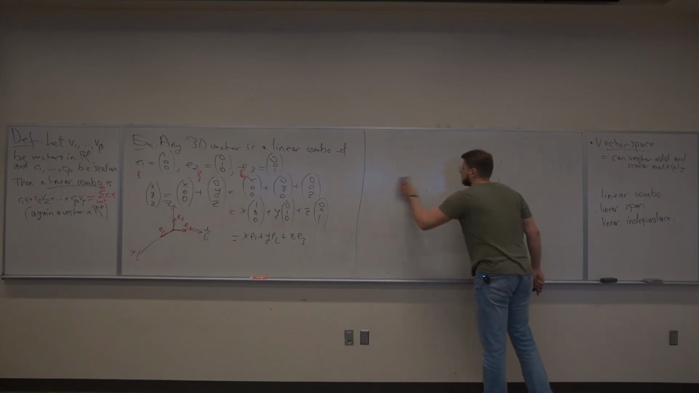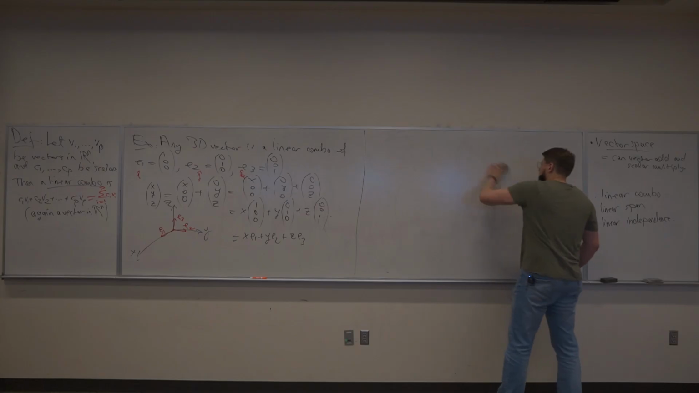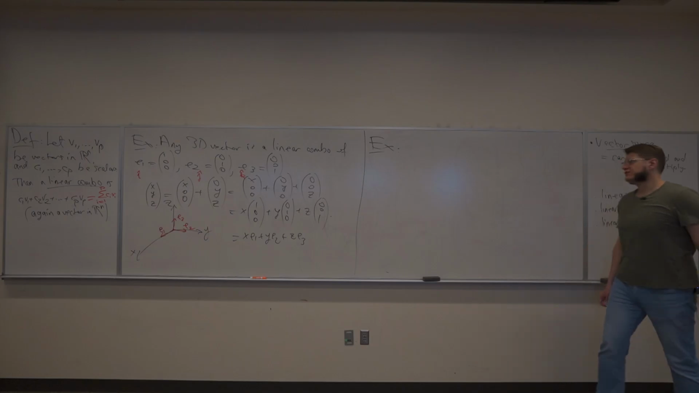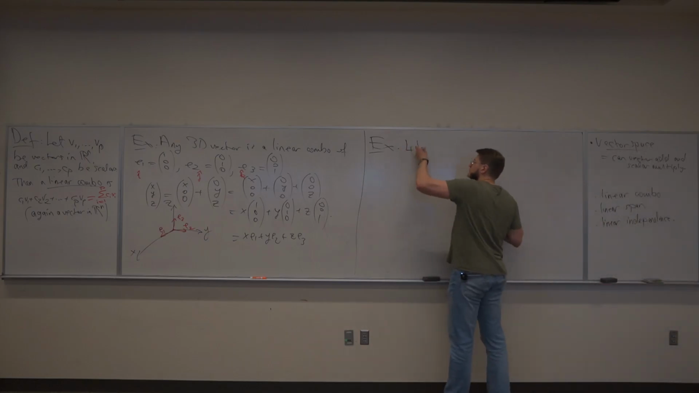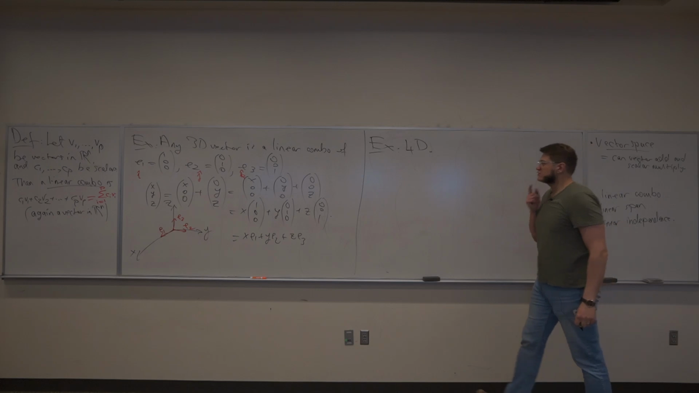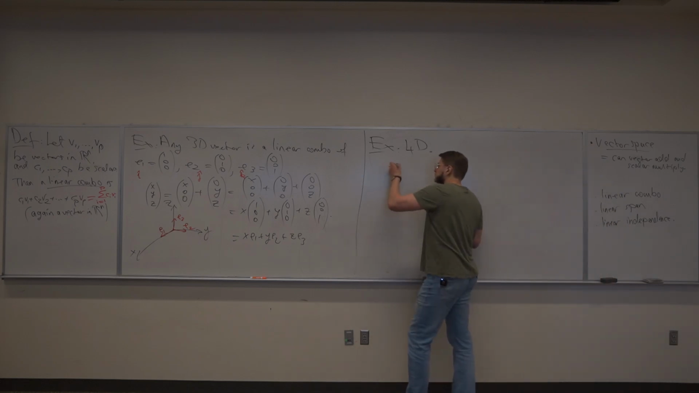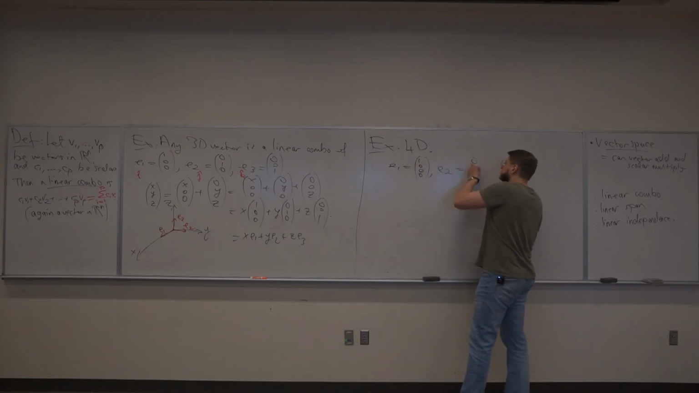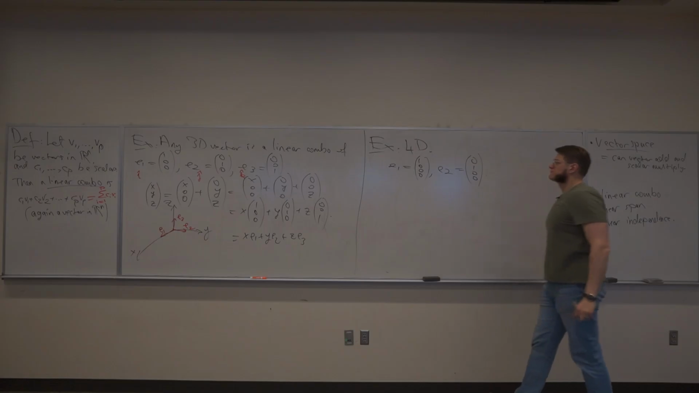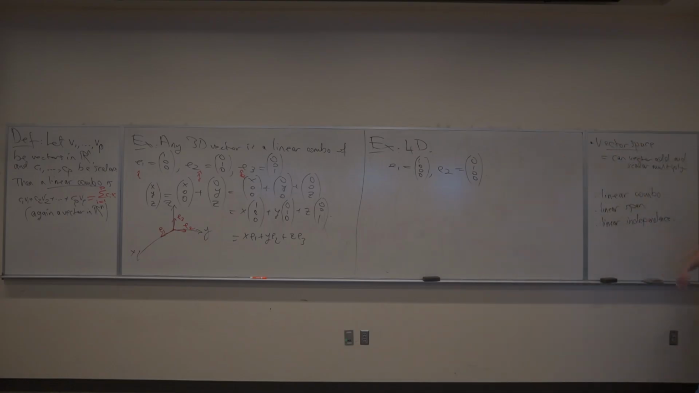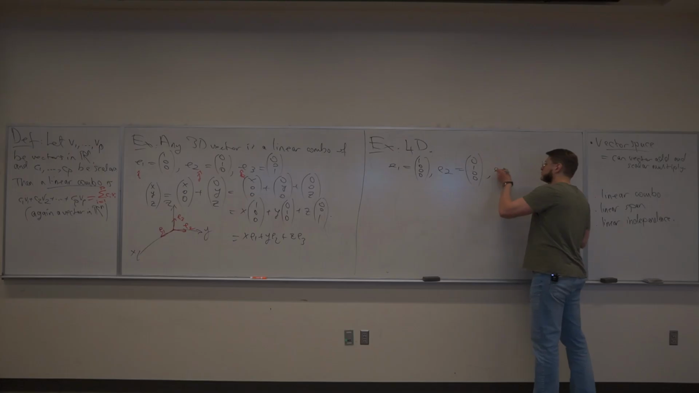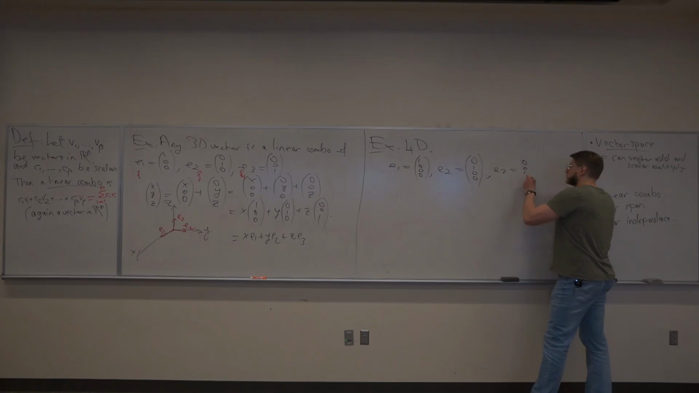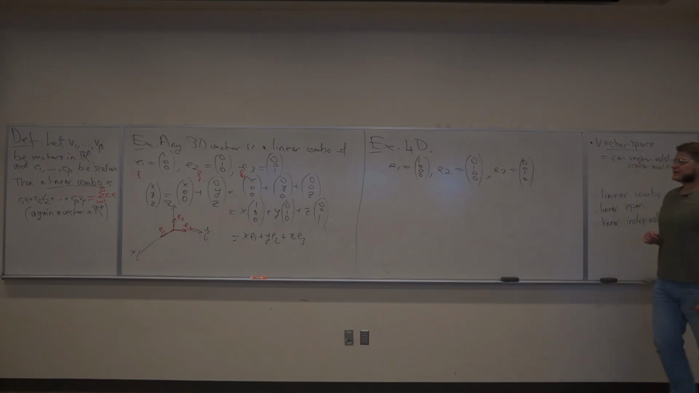So for instance, another example. Let's do 4 dimensions this time, perhaps, to make it a little bit different. E1 is again 1, 0, 0, 0. E2 is 0, 1, 0, 0. Now let's say I'm taking a linear combination of these 2 vectors. Actually, let's use the third one as well. E3 is 0, 0, 1, 0.